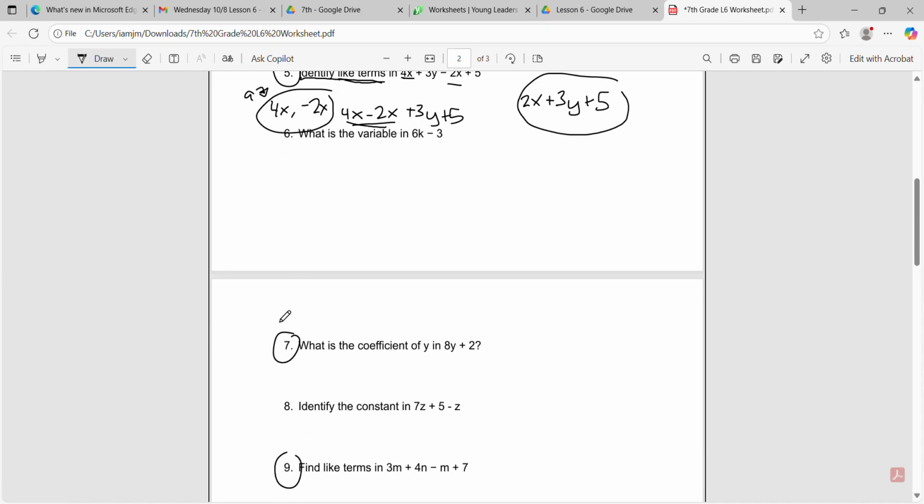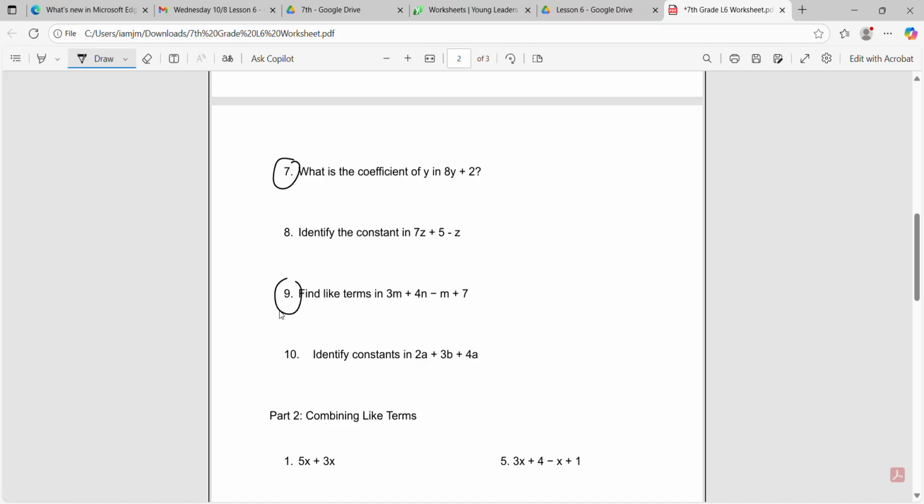Okay, let's move on to number 7. What is the coefficient of y in 8y plus 2? What is the coefficient of the variable y? It is right next to it. It is 8. Let's move on to number 9.